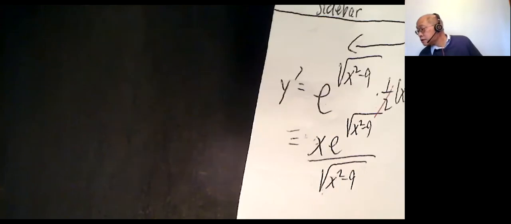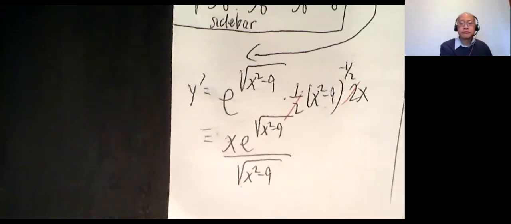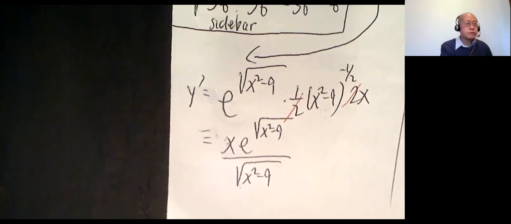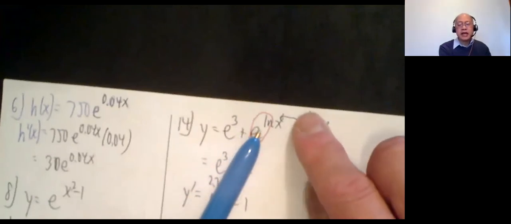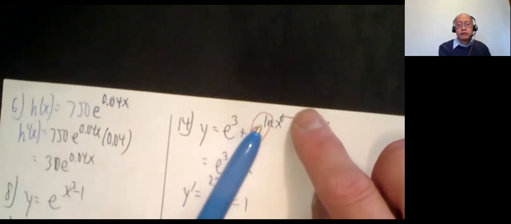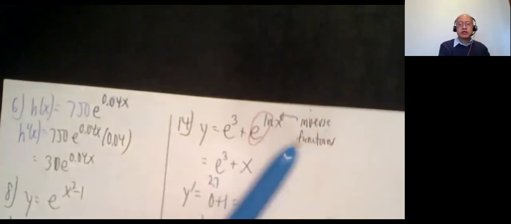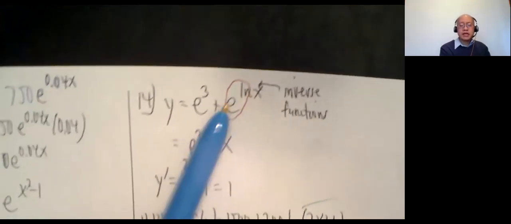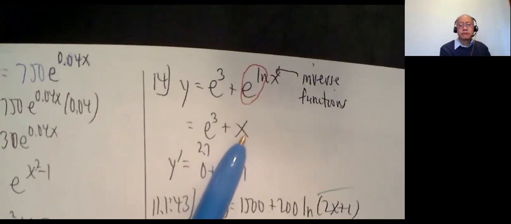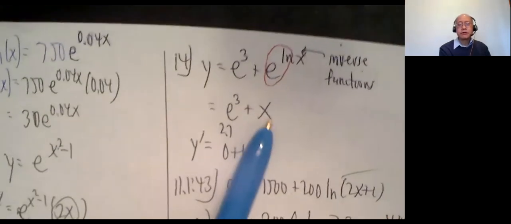Okay. So that's pretty much it for that one. Okay, 14. It looks complicated, but it really isn't. E cubed plus e to the ln x. Do you recall a way I can clean up e to the ln x? E and ln back to back cancel each other out. They're inverse functions. So this is the same thing as x. It's e cubed plus x.